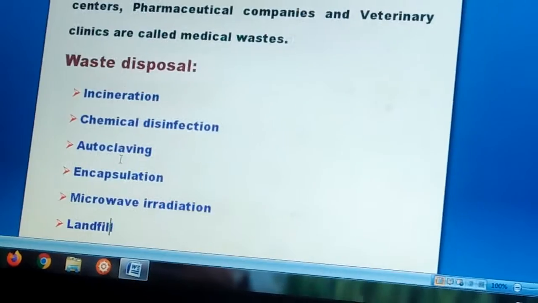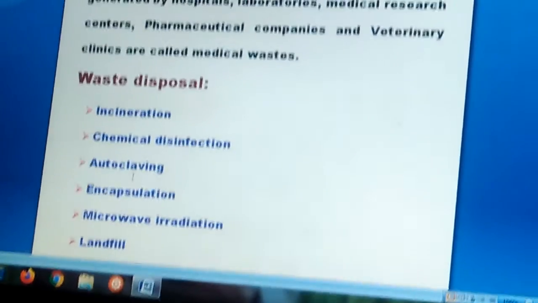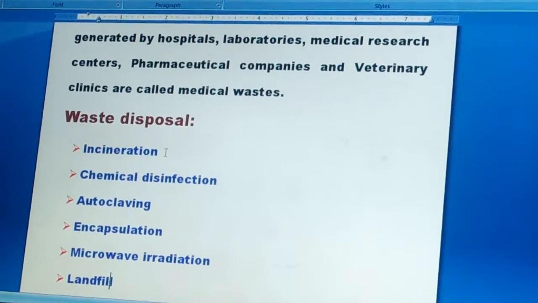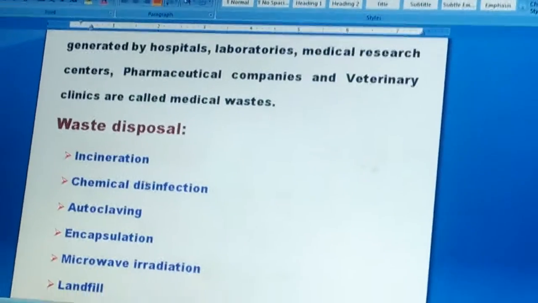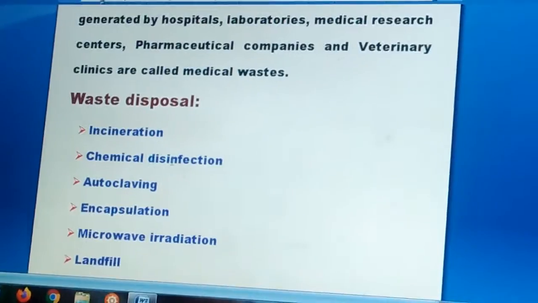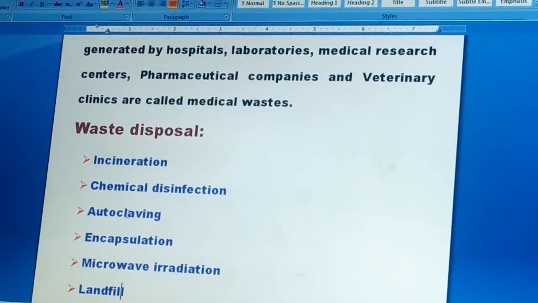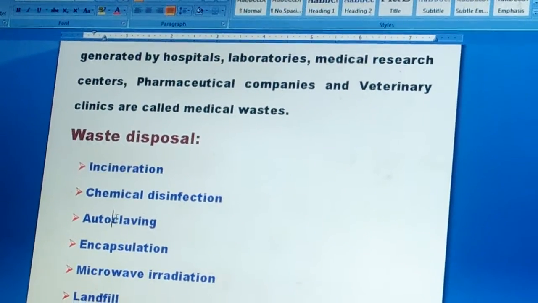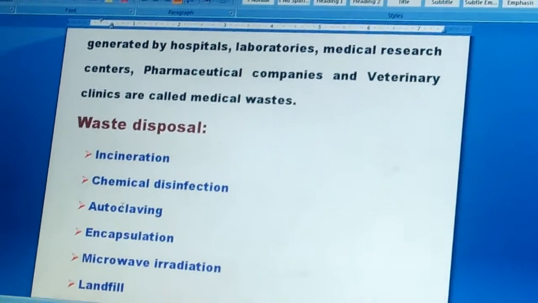So how can we dispose of this waste? One is incineration. Incineration is nothing but proper burning. After burning only we dispose of the waste. Then chemical disinfection. By using some chemicals, infectious things can be removed. And autoclaving, which is also a type of heating. Then encapsulation, by packing in something, you dispose of it in a proper way.